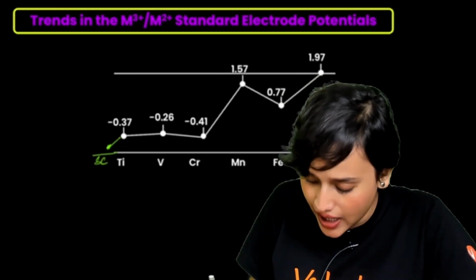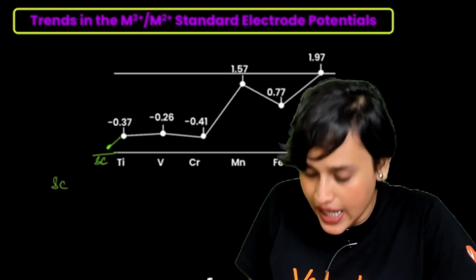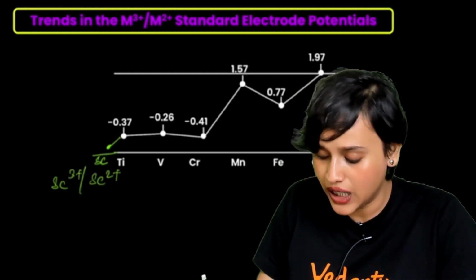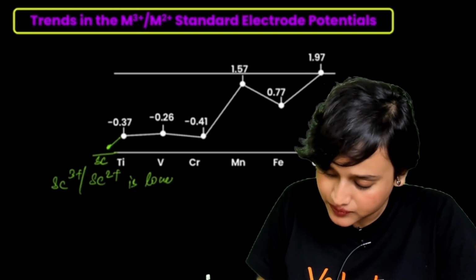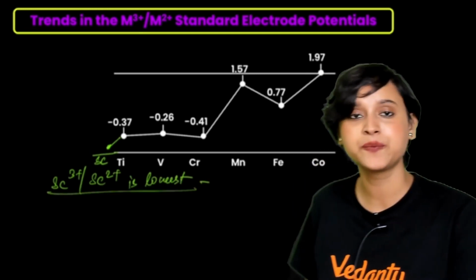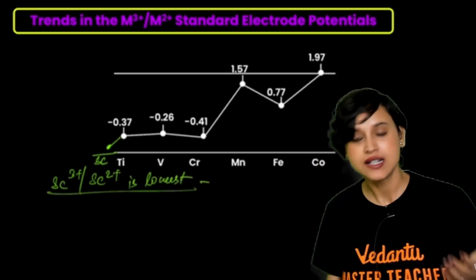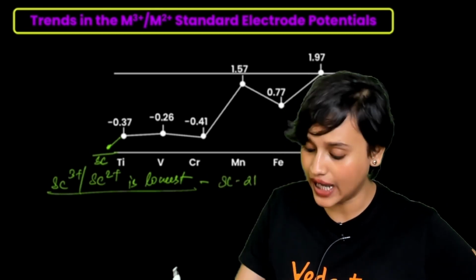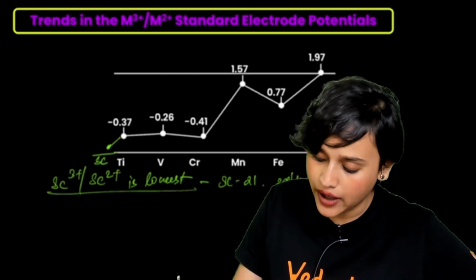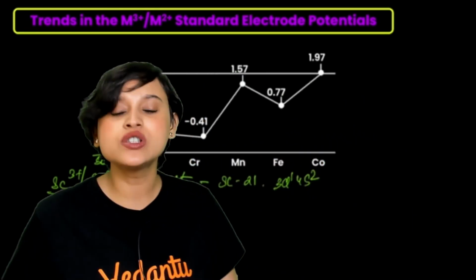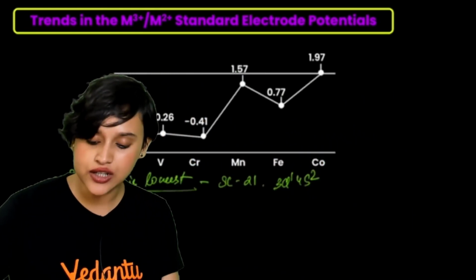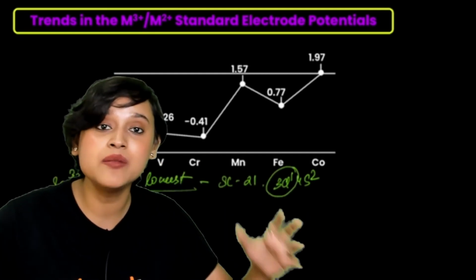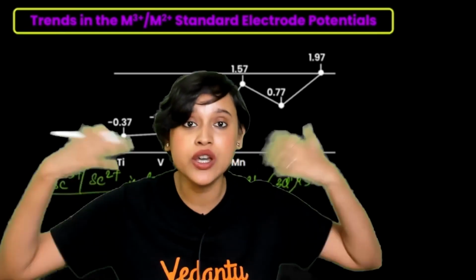What did I say? I will write it here again, everybody. Sc3+ to Sc2+ is lowest. Why? Because remember, scandium has an atomic number of 21. That means it is 3d1 4s2. If it loses 2 electrons, it will only have 3d1, and that 3d1 is unstable. It would readily want to give away the electron.